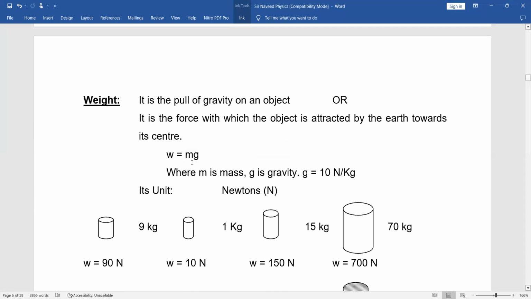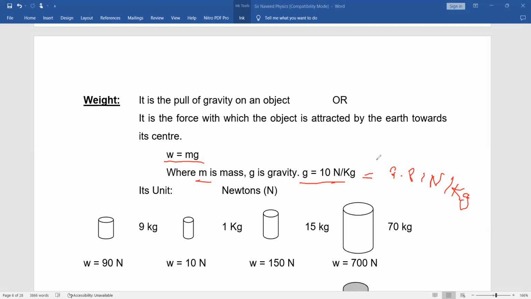If you see here, W is equal to mg, where m stands for mass, g stands for gravity, and the value of gravity we normally use is 10 Newton per kg. And now, according to the latest rule in CIE for IGCSE, we can use 9.81 Newton per kg. So you can use this 9.81.